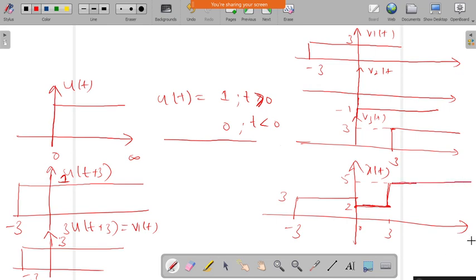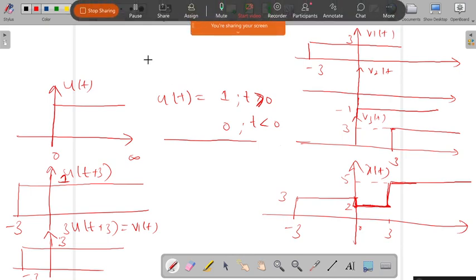Okay, so this is what you are going to get for x of t. Is it understood? Any doubt? So 3, then 2, and then at 3 it is going to give 5. Is this one understood? Any doubt? Hello, anybody, any doubt? No doubt, sir.